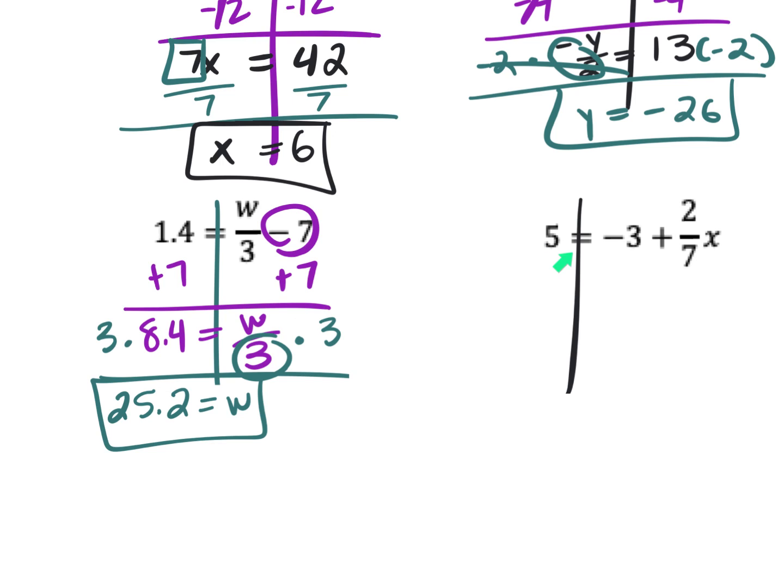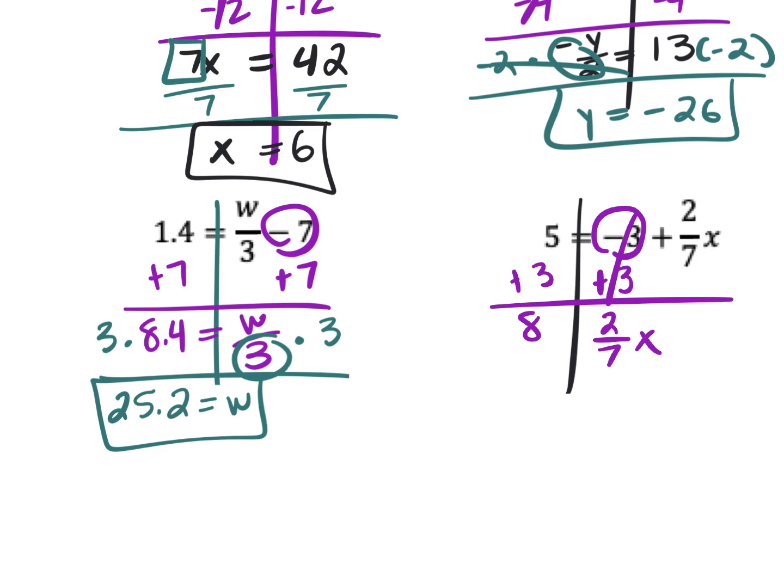Right here, 5 equals negative 3 plus 2/7 x. My constant is a minus 3. The opposite of minus 3 is plus 3. 5 plus 3 is 8. We still have 2/7 x on this side. To get rid of a fraction, we multiply by the reciprocal, so I flip it. Times 7 over 2. Seven halves times 8 is 28.